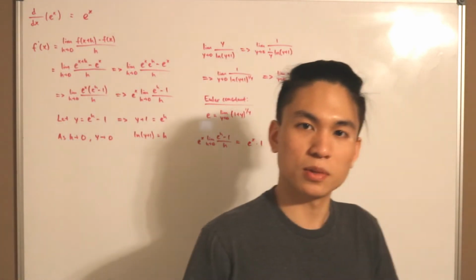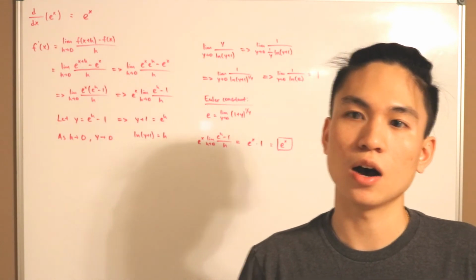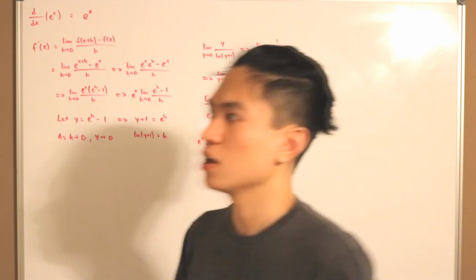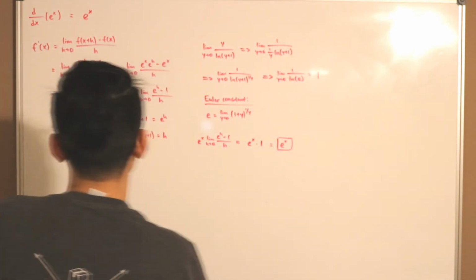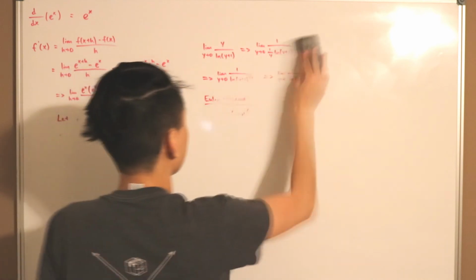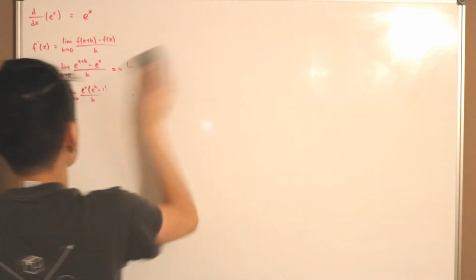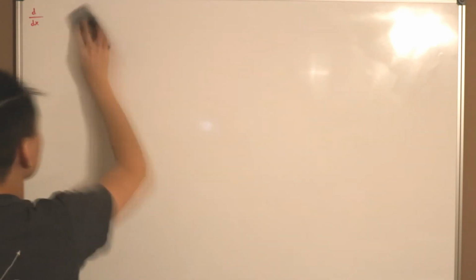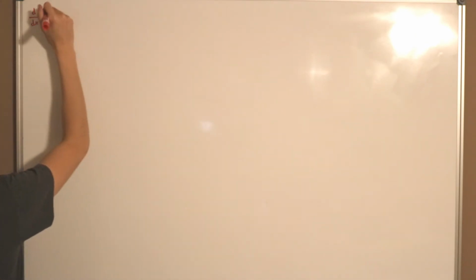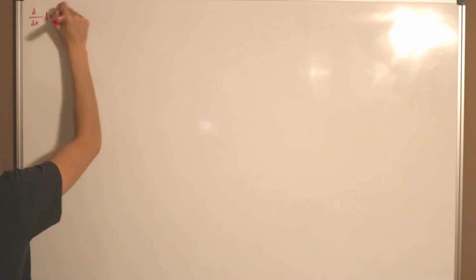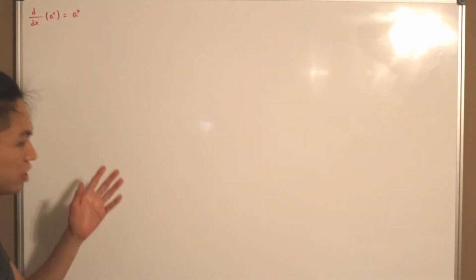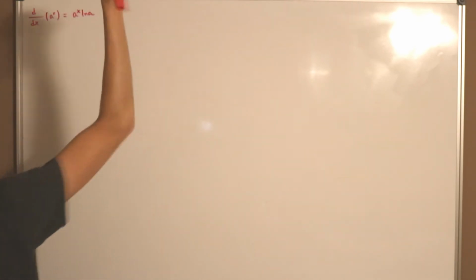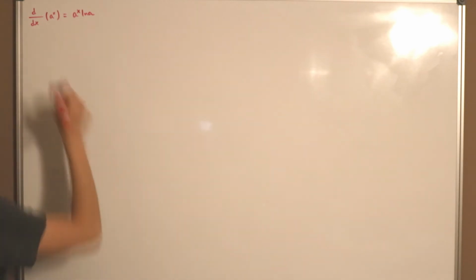Pretty simple, right? It's the same method as deriving the natural log, whose derivative is 1 over x. Okay, so moving on, we're going to the next function. For some real number a, the derivative of a to the x is a to the x multiplied by ln of a. Let me write it down first. So let's start proving this.